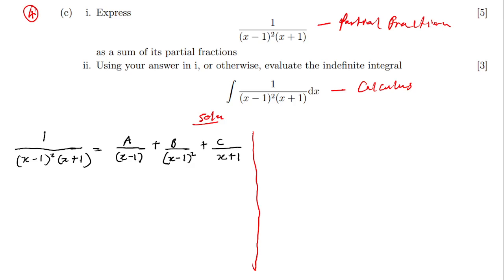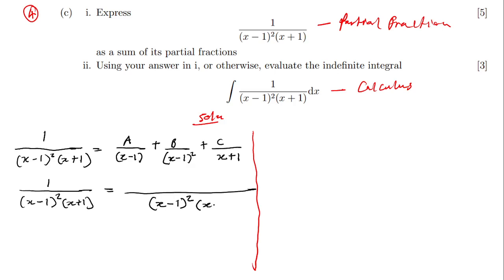After I do that, my next objective is to work out what is there, to make sure that what is on the right hand side is the same thing which is on the left hand side. So I'm going to say 1 over (x minus 1) squared and then (x plus 1), and this should be equal to the common denominator. The common denominator is this one and that one, so it's going to be (x minus 1) squared and then (x plus 1). So that's the common denominator.